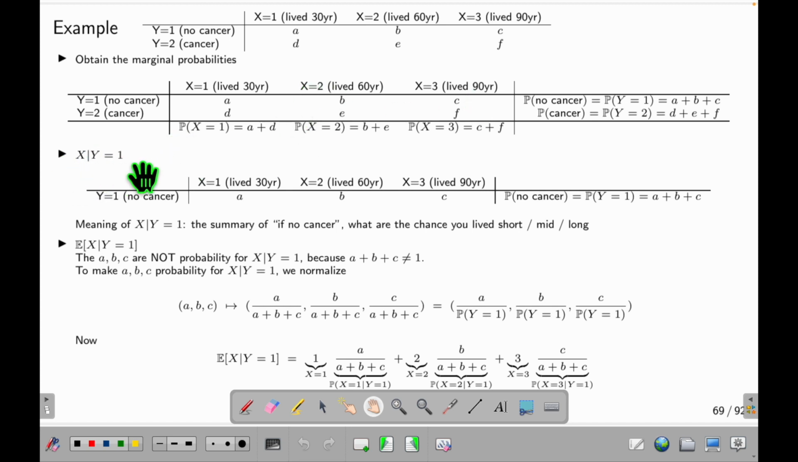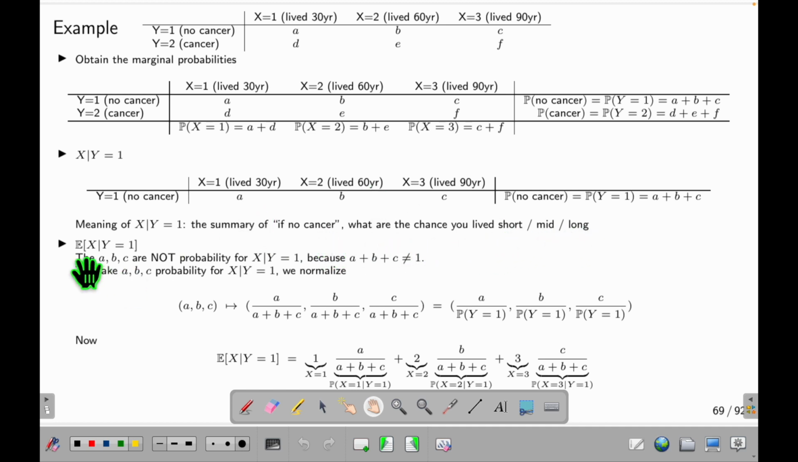So now suppose we care about x given that y is 1. What's the life expectancy if there's no cancer? First, the case y is 2 is related to having cancer. So therefore, this row is useless. So we ignore it and we get this table. This is basically the summary of, if there's no cancer, what are the chances you will have short life, middle life, or long life.